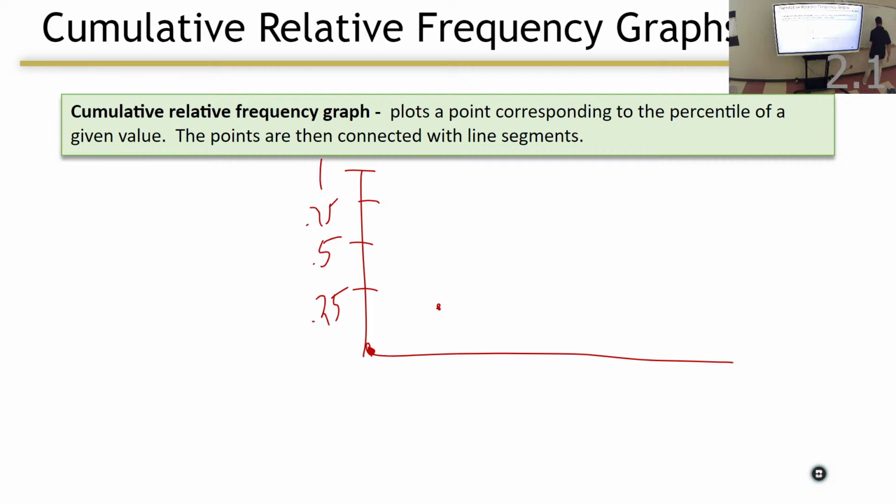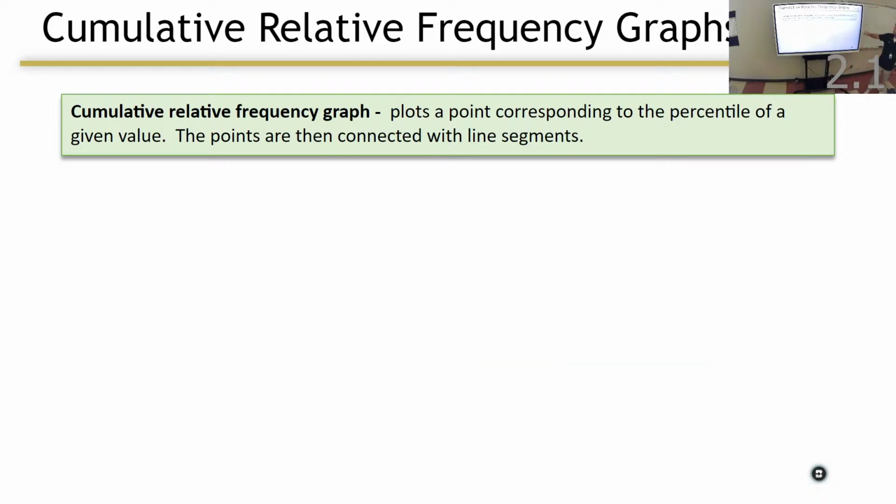Is anybody still writing that definition? Y'all good? I went too fast. Go ahead, take your time. I went too fast last hour. Okay. It plots a point corresponding to that percentile of the given value, then those points are connected with line segments.